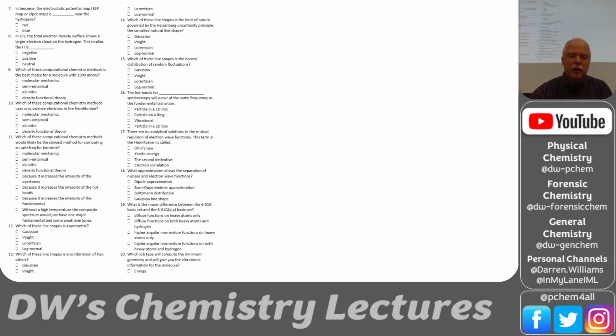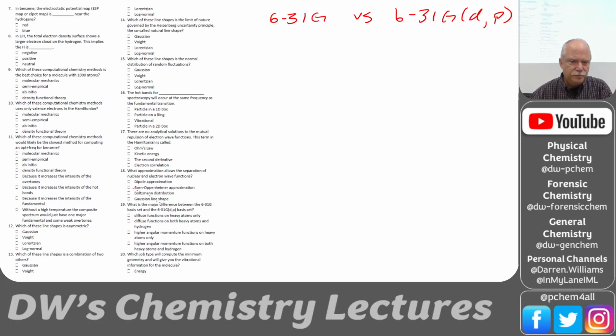So we're looking at 6-31G versus 6-31G with D and P. And the options are diffuse functions on heavy atoms only, diffuse functions on both heavy atoms and hydrogen, higher angular momentum functions on heavy atoms only, and higher angular momentum functions on both heavy atoms and hydrogen.